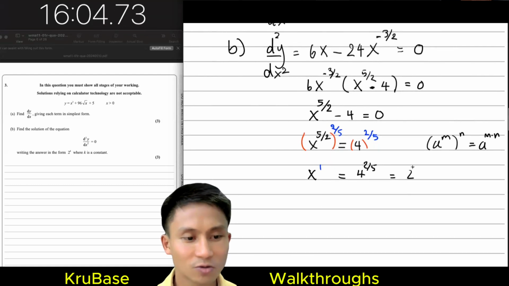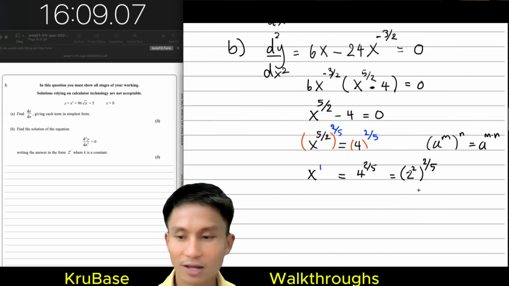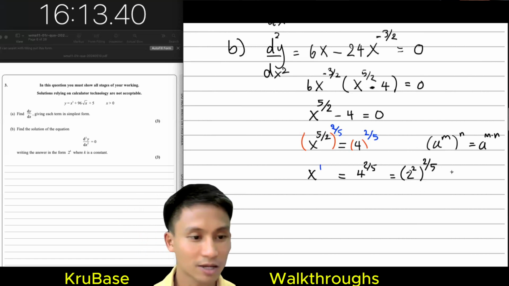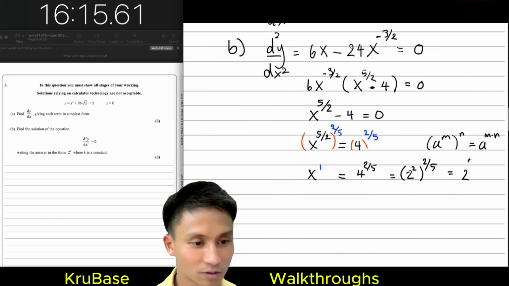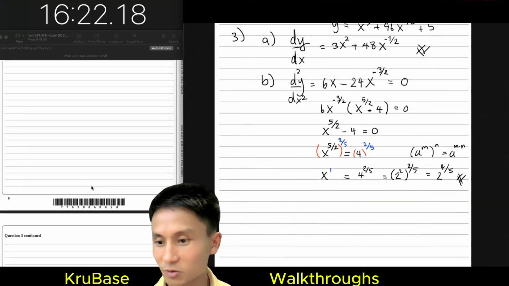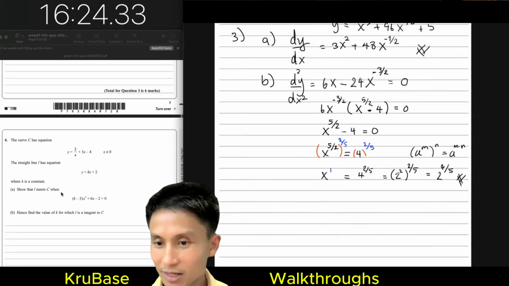Now 4 is basically 2 to the 2, right? So 2 to the 2 and then to the power of 2 over 5 again. Yeah, so we want the answer in the form of 2 to the something. So that is already done, 2 to the 4 over 5. Okay, so that would be the answer there. Okay, so this is question 3 done.